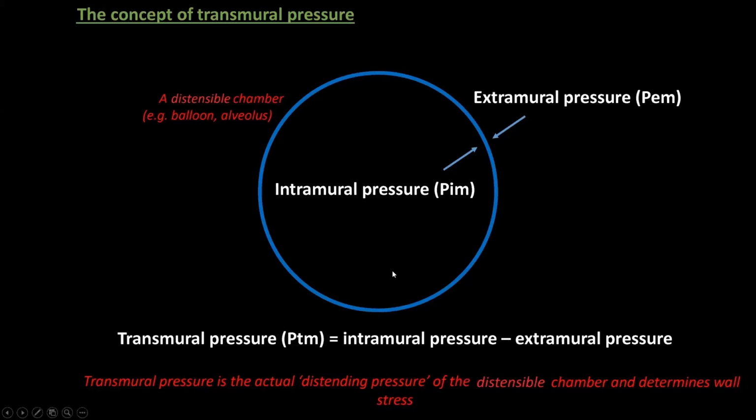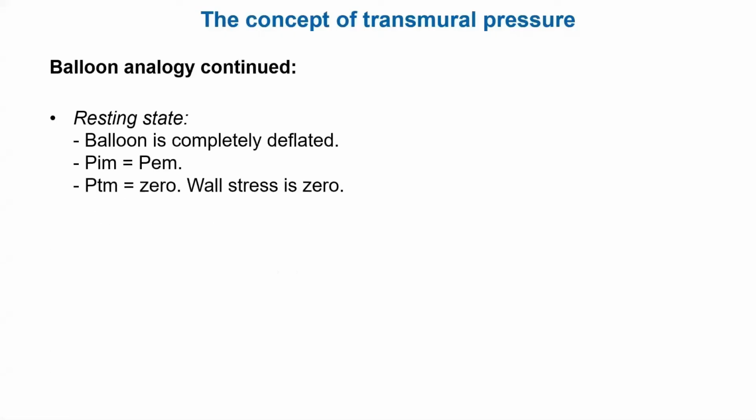Now, why is this important? Because it's the transmural pressure that's the actual distending pressure of this chamber, and hence determines wall stress, how much stress the wall of this chamber is feeling. Let's just stick with the balloon analogy. In the resting state, the balloon is completely deflated. At this point, pressure inside equals pressure outside, and there's no stress on the wall. Because the pressure inside equals pressure outside, the transmural pressure is 0, so the wall stress is 0.